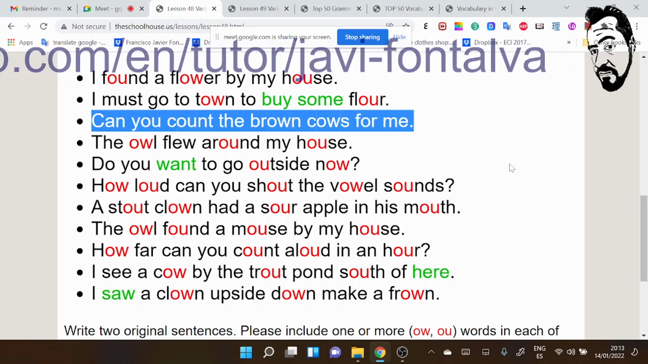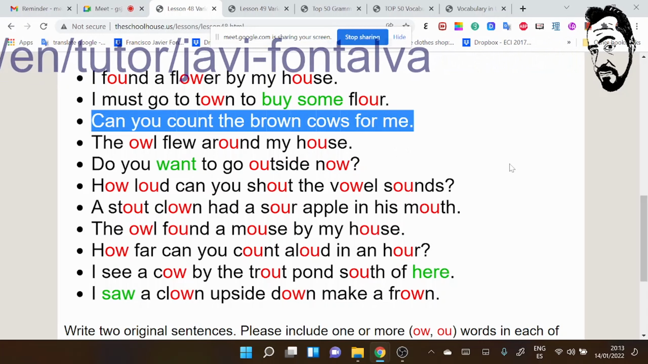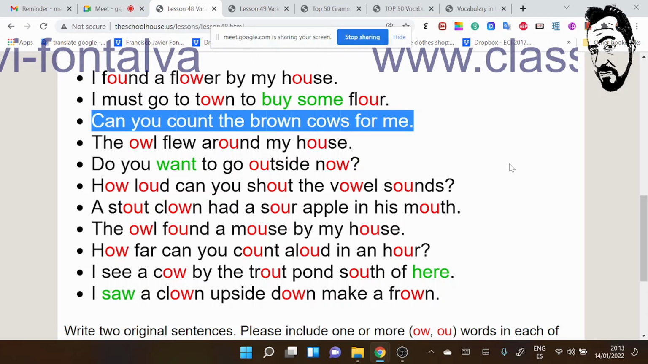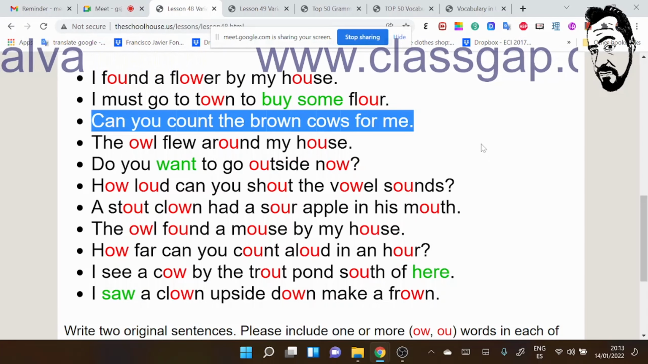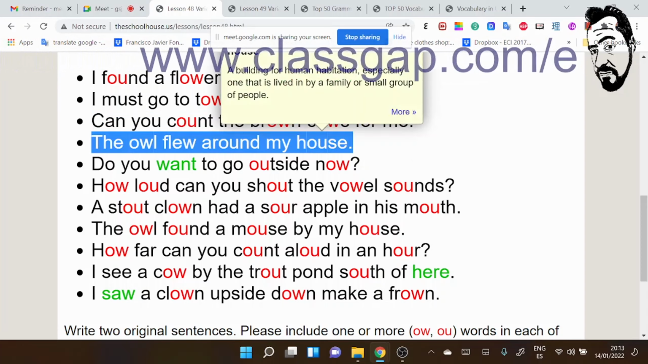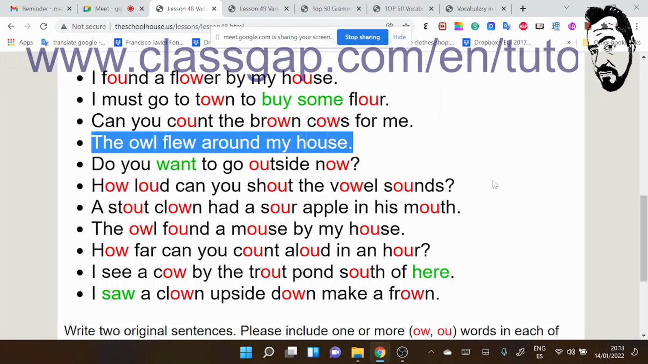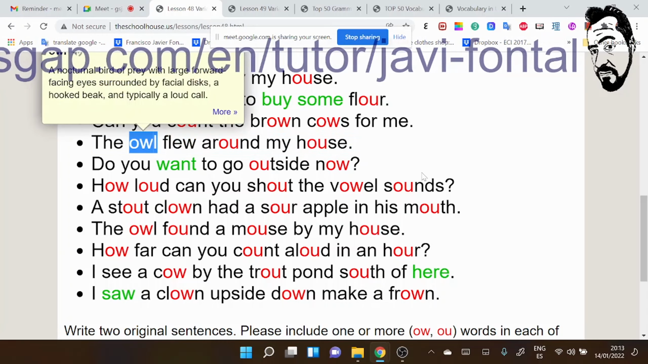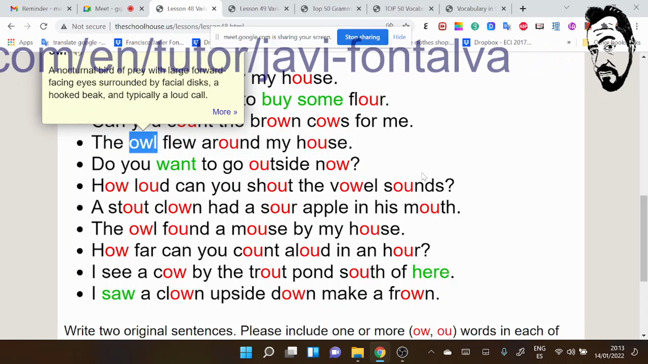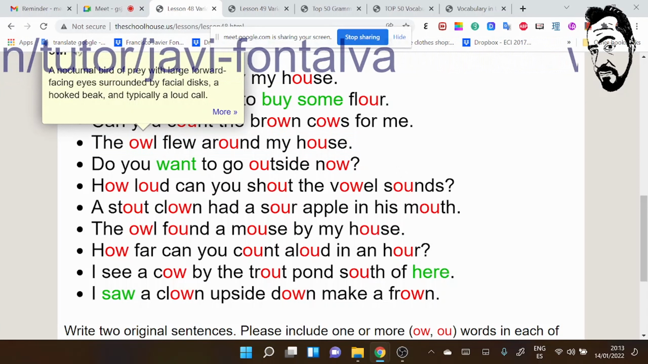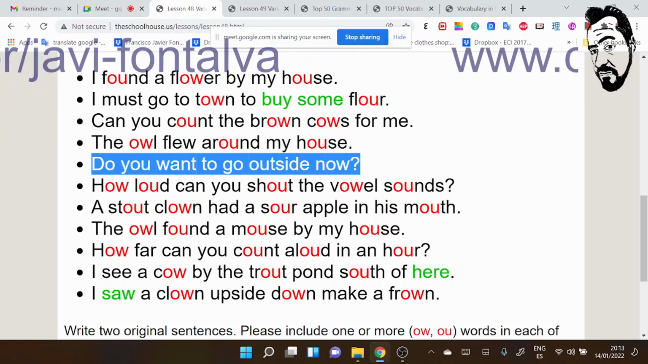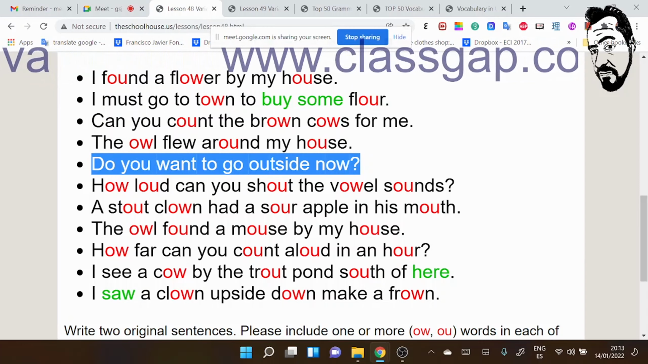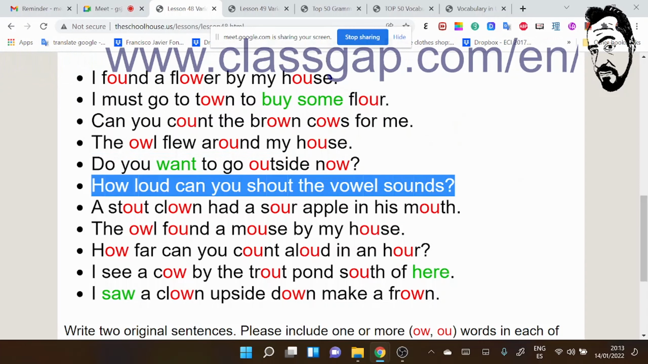Okay, next one. Can you count the brown cows for me? Brown cows. Perfect. Next one. They all flew around my house. Owl. So the owl flew around my house. Okay, next one. Do you want to go outside now?